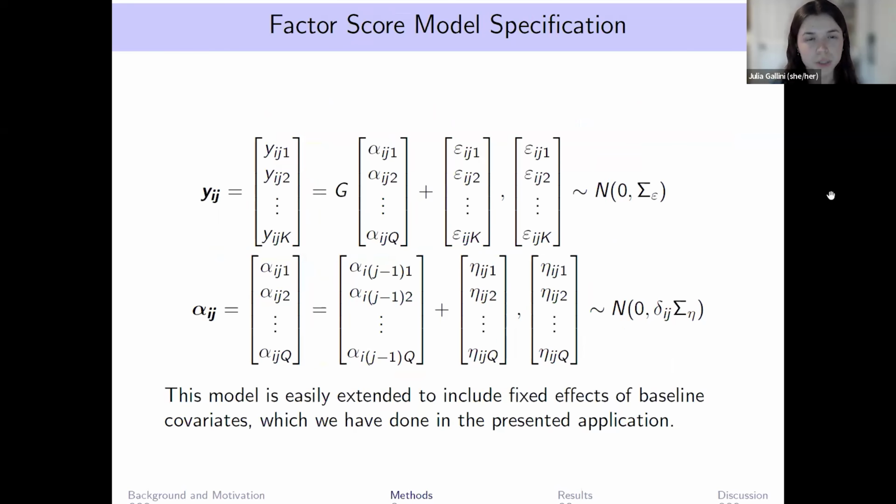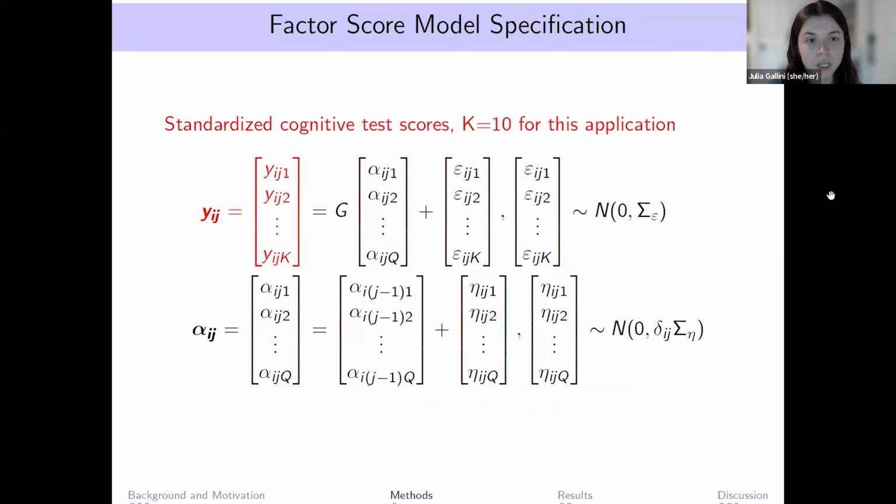Next slide. So this is the model specification to derive these cognitive factor scores, and I'm going to talk through each component of it since it's a little bit complicated. Next slide, please. So our Ys in this case are just our standardized cognitive tests. We used 10 for this particular application.